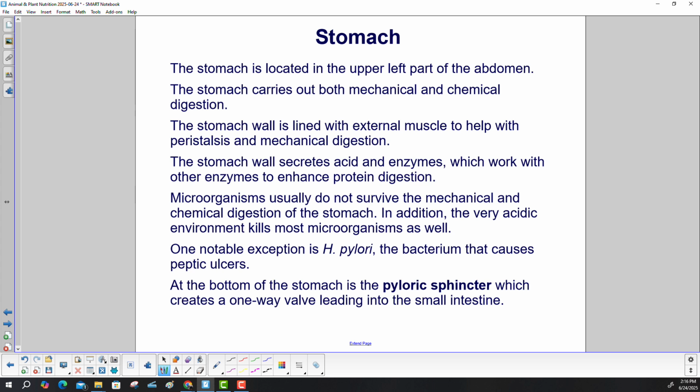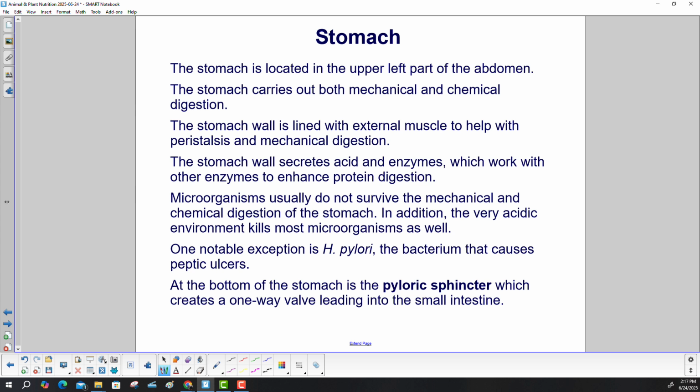The stomach is located in the upper left part of the abdomen. It carries out both mechanical and chemical digestion. The stomach wall is lined with external muscle to help with peristalsis and mechanical digestion. The stomach wall secretes acid and enzymes which work with other enzymes to enhance protein digestion.